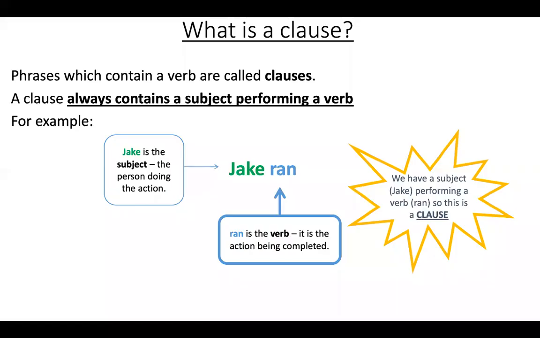What is a clause? Phrases which contain a verb are called clauses. A clause always contains a subject performing a verb. For example, Jake ran. Jake is the subject, the person doing the action. Ran is the verb. It is the action being completed. So we have a subject, which is Jake, performing a verb, which is ran. So this is a clause.